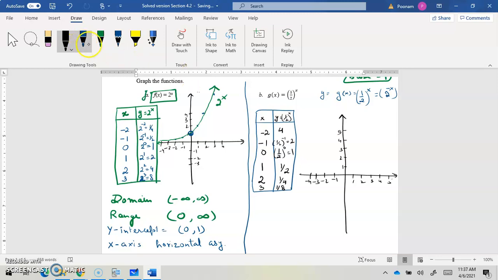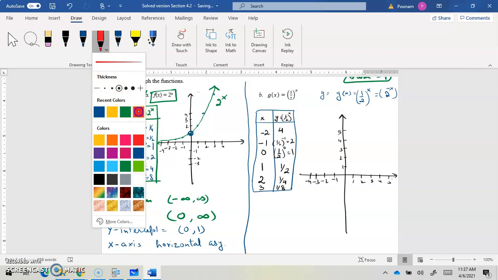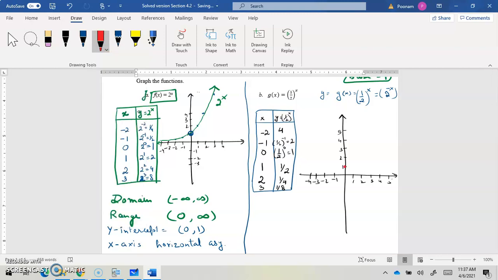At 0, the value is 1. At negative 1, the value is 2. At negative 2, the value is 4. At negative 3, it will be 8. At 1, it is half. At 2, it is 1/4. At 3, it will be 1/8.